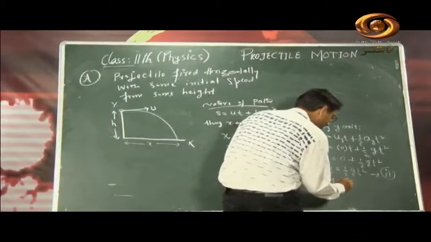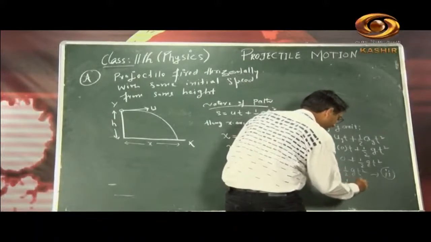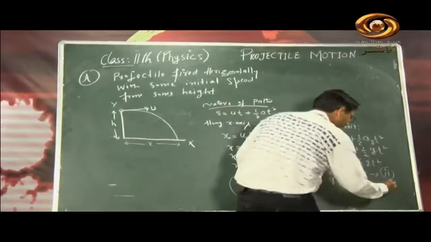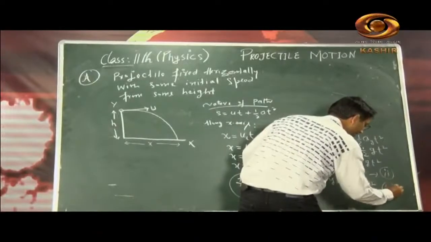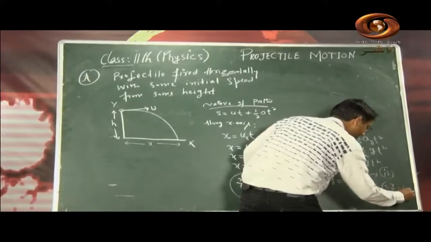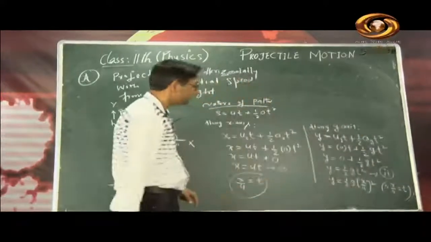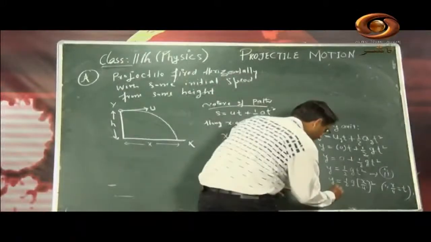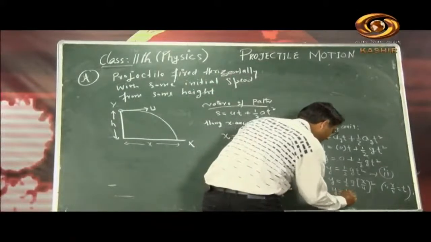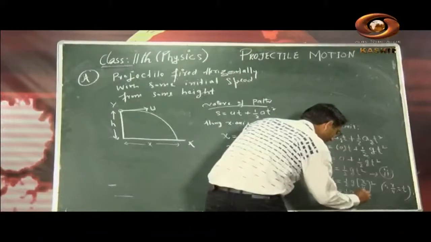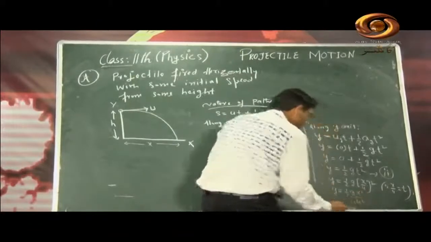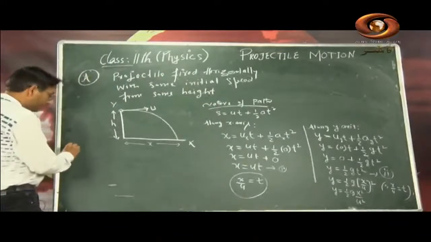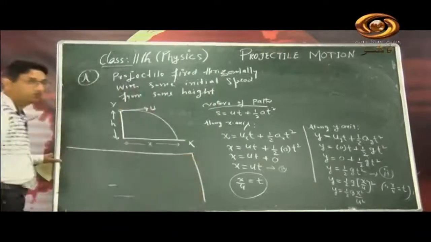So y is equal to half of g, and here it is (x by u) whole square, because we have substituted x by u is equal to t, from equation first. So now what will we get? We will get y is equal to half of g x square divided by u square. I will show it here because I am running out of space. So let's move here.